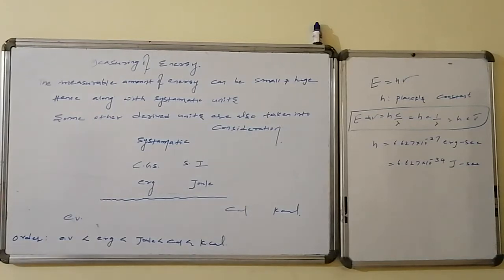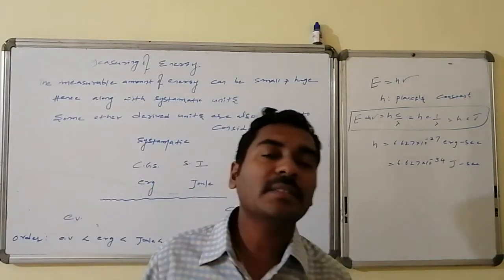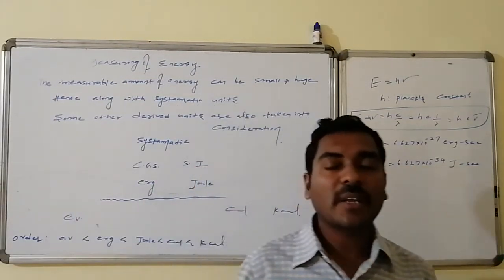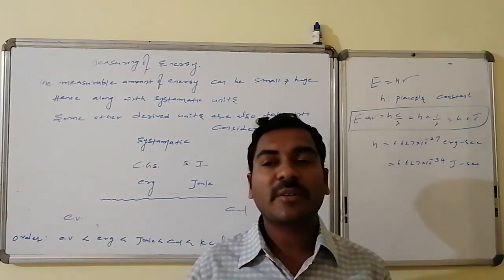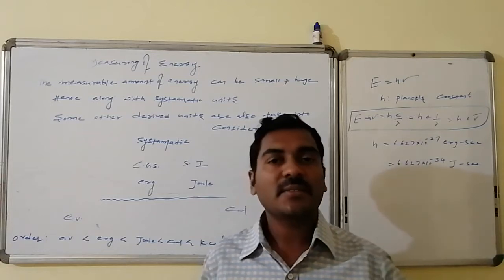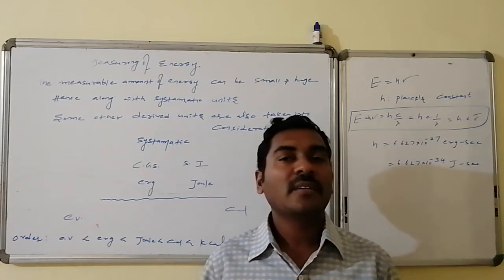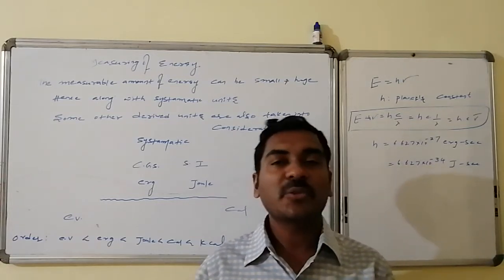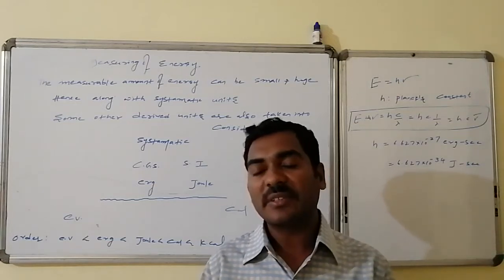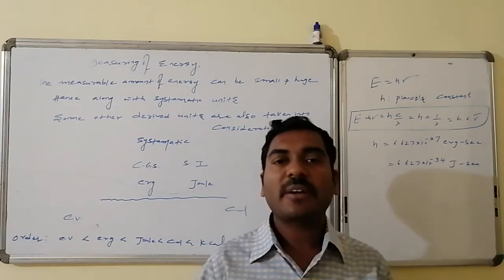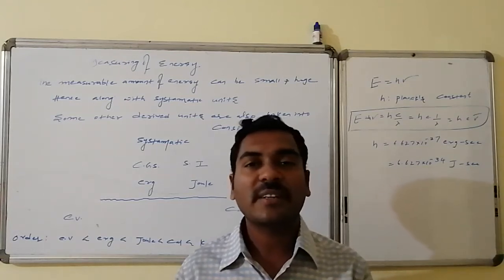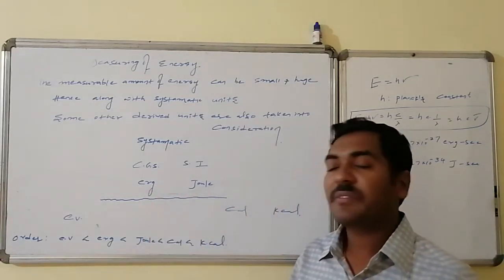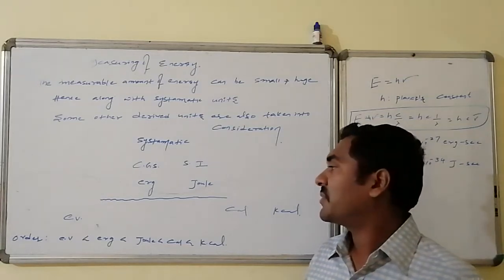Measurement of energy. The measurable amount of energy can be small or can be huge. Hence, along with the systematic units for the measurement of energy, like CGS unit as well as the SI unit, other units are also taken. Those units are generally said to be the derived units. The systematic units for the measurement of energy are: CGS system unit is erg, SI system unit is joule.